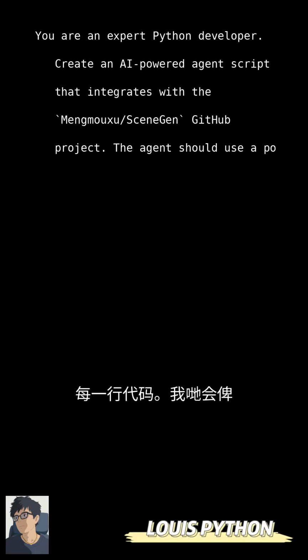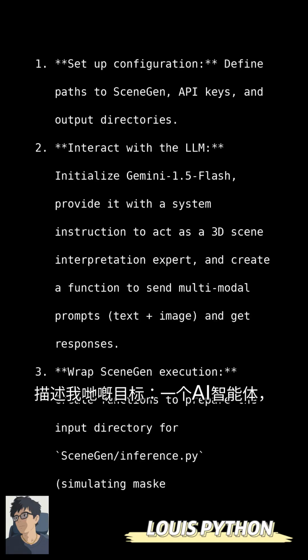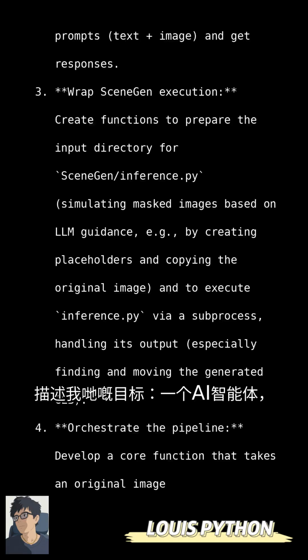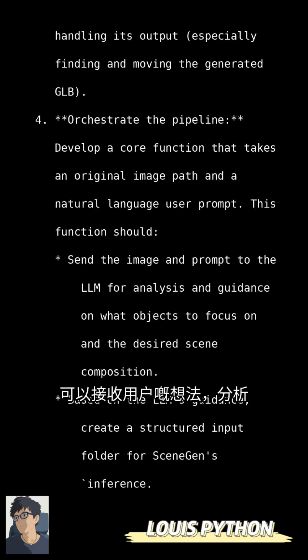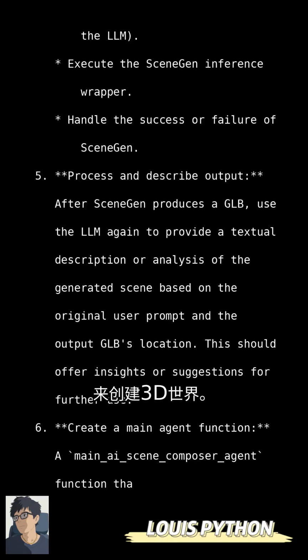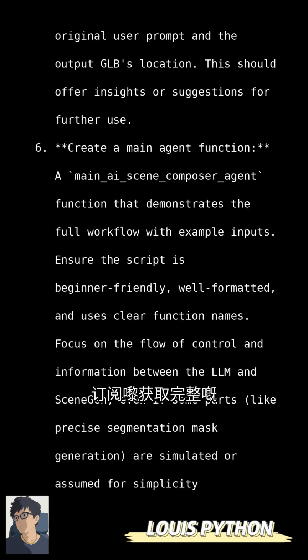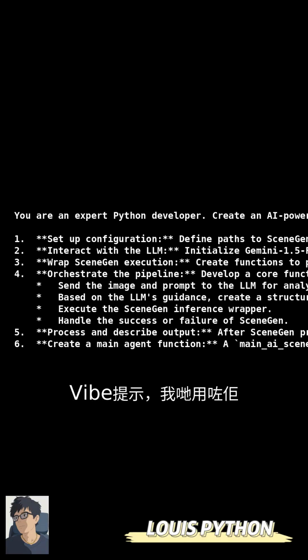We're doing this with vibe coding. Instead of writing every line from scratch, we'll give our AI expert, Gemini 1.5 Flash, a high-level prompt describing our goal. An AI agent that takes a user's idea, analyzes an image, and commands SceneGen to build the 3D world. It's about describing the vibe and letting the AI handle the complex code.